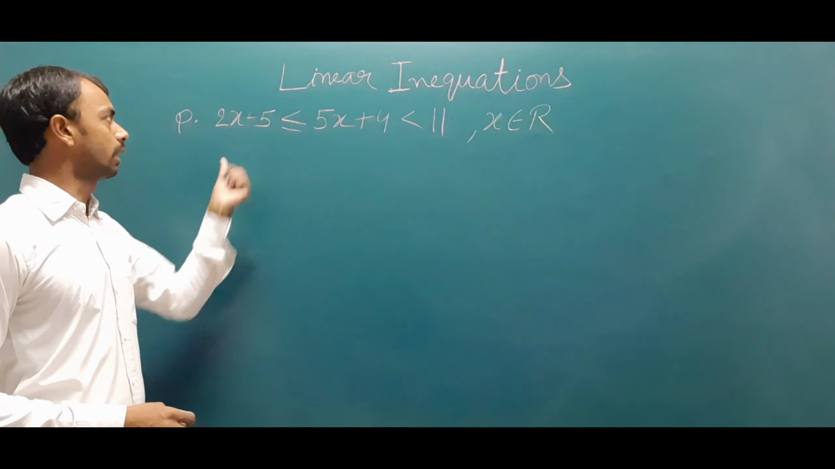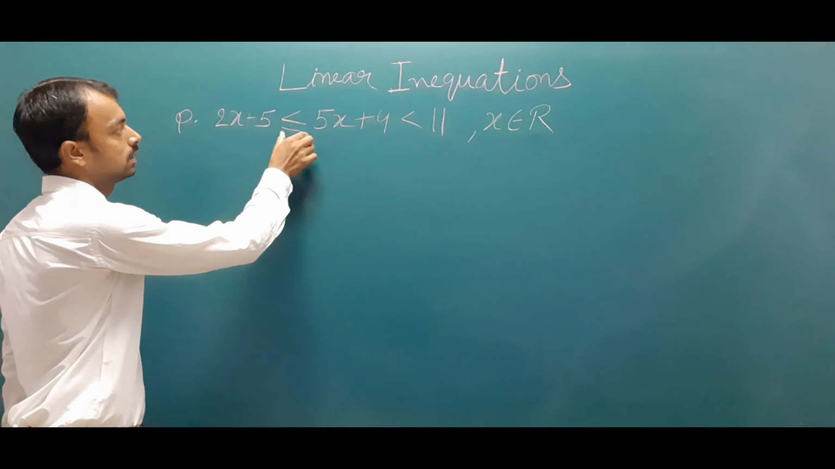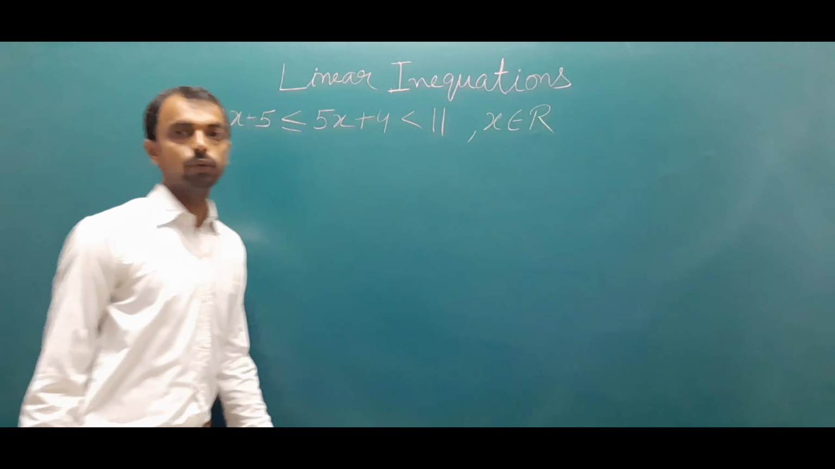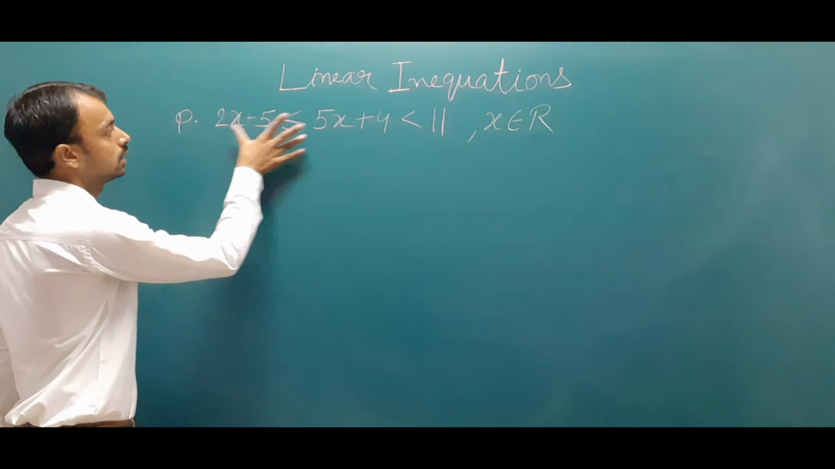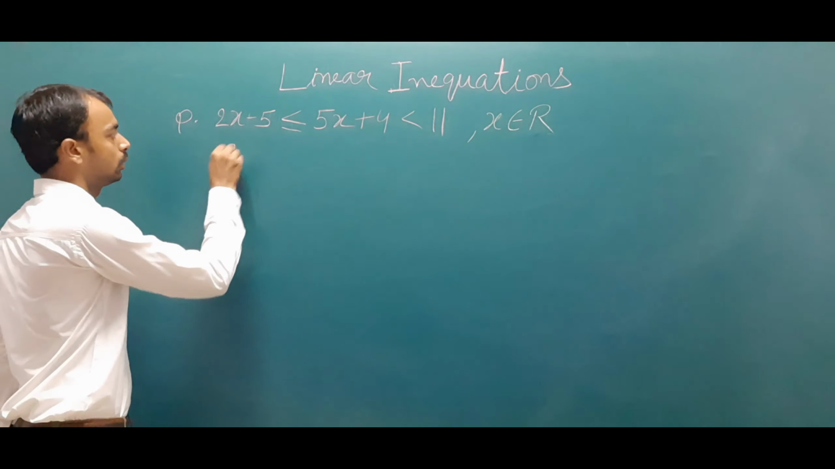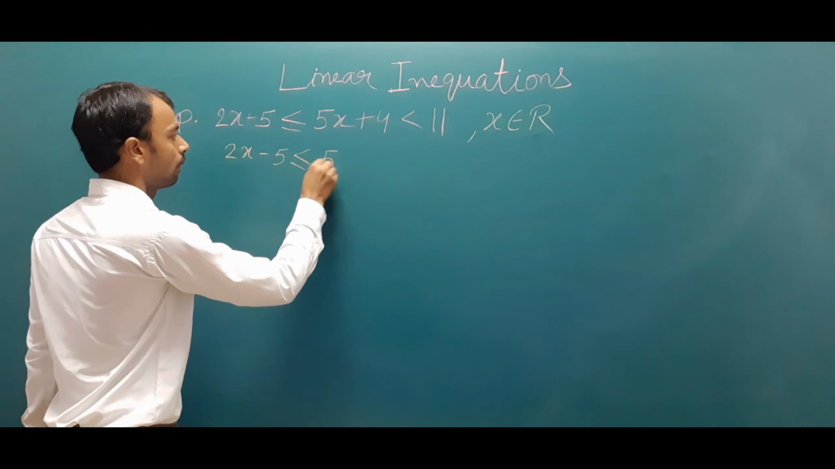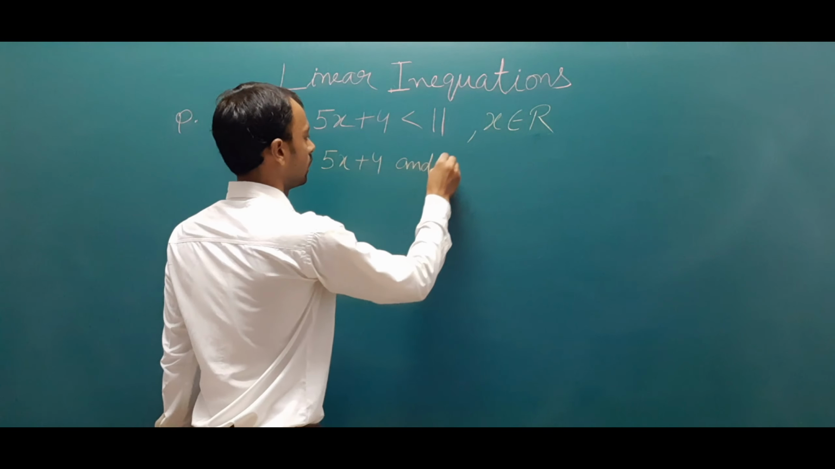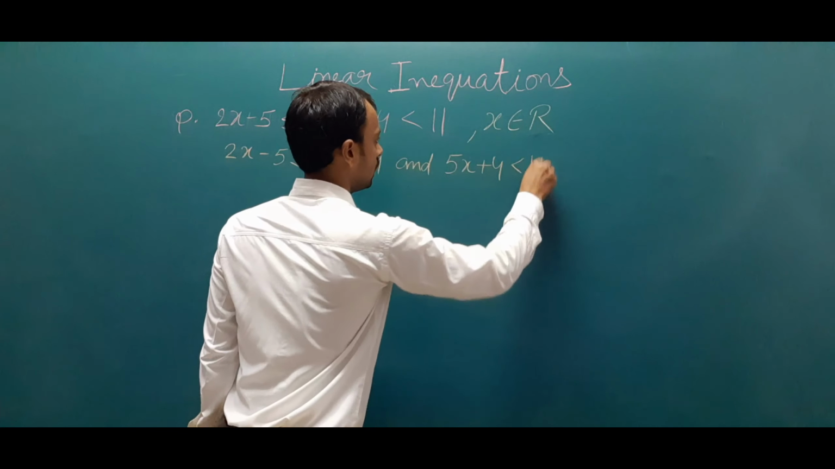Now let us consider another example: represent the solution set of 2x minus 5 is less than or equal to 5x plus 4 is less than 11, where x belongs to real numbers. Now here you can see there are three inequations given, means this is a set and this is also a set. So we will take it as 2x minus 5 is less than or equal to 5x plus 4, and 5x plus 4 is less than 11.